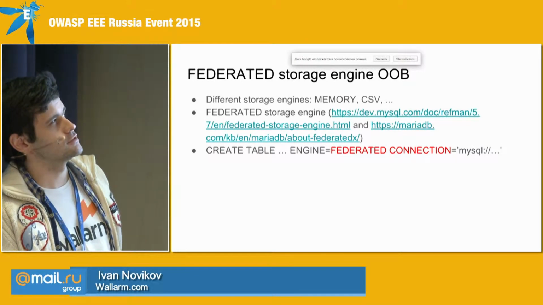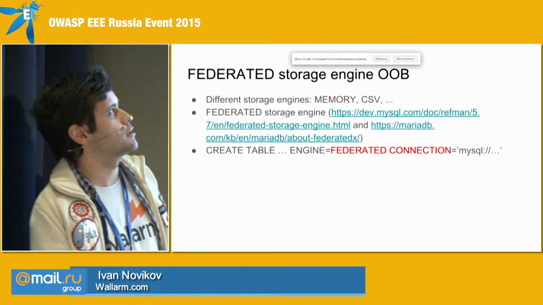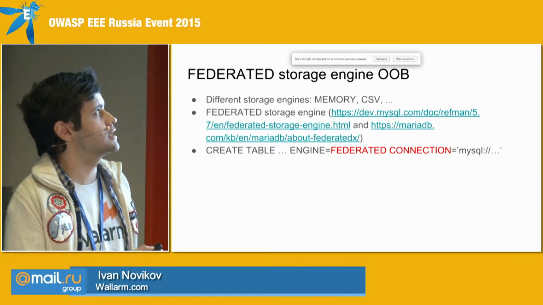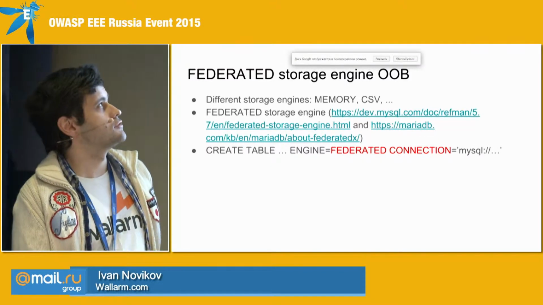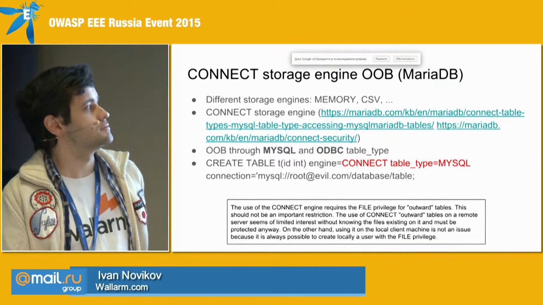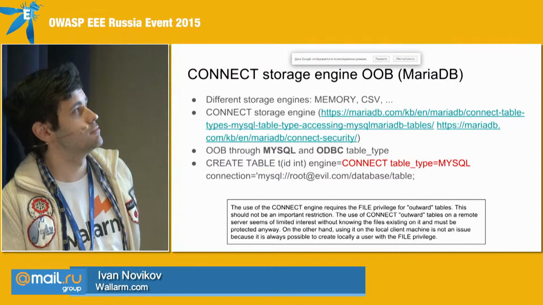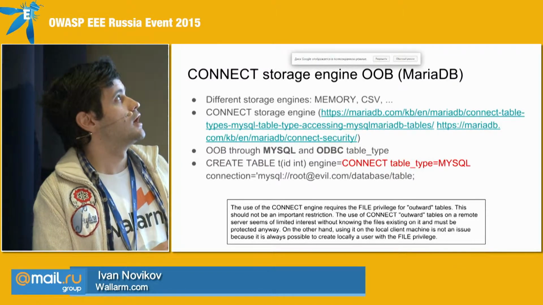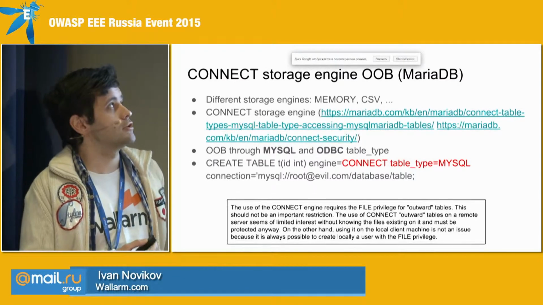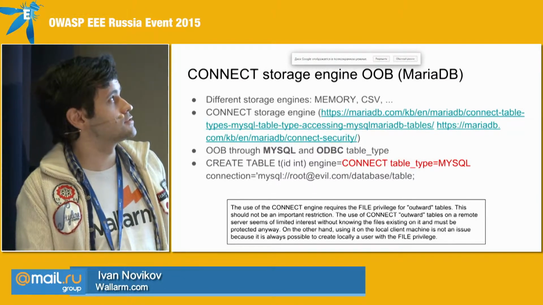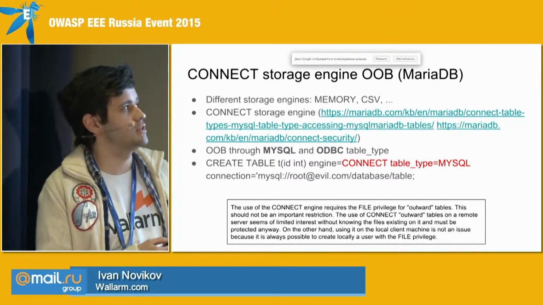Also, there are different other storages such as memory and CSV. It's really nice, but it's only one way to do that in MySQL, called the federated engine. But in MariaDB, it's most interesting because there is another storage engine called Connect. The storage engine provides a number of table types.